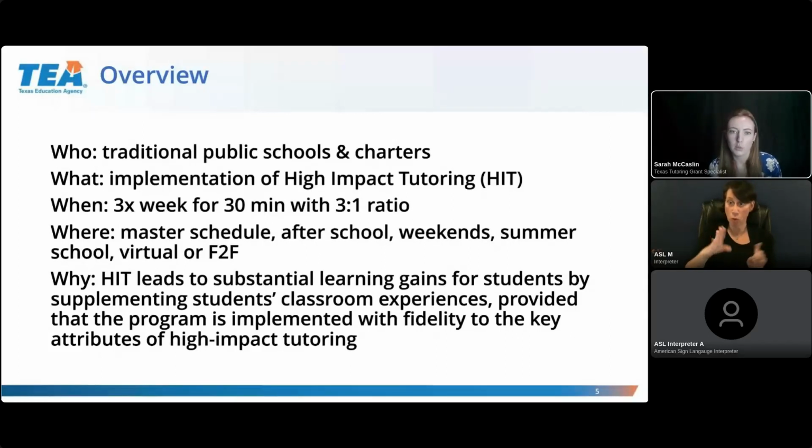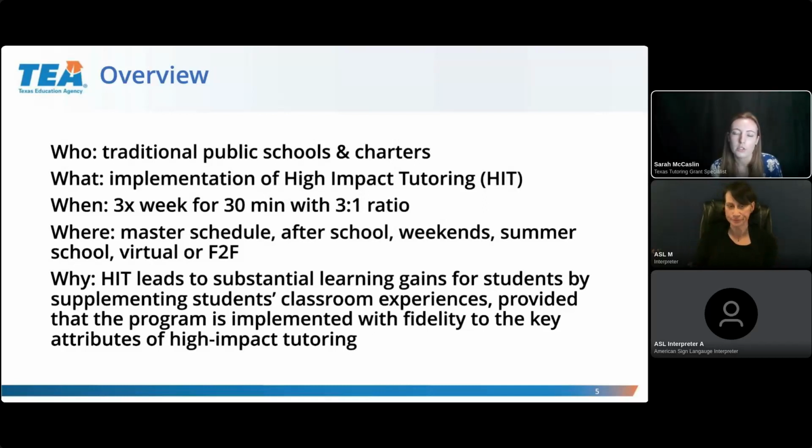But more particularly, when we're talking about the accomplishment of the grant and we're talking about high impact tutoring, we're looking at 30-minute sessions at least 3 times a week with a 3-to-1 student to teacher ratio. Where does this take place? There's been lots of talk around this. Hopefully you've been able to join some of the previous sessions, but we look at integrating it into the master schedule, especially if your number one tutor is a teacher tutor or a paraprofessional.